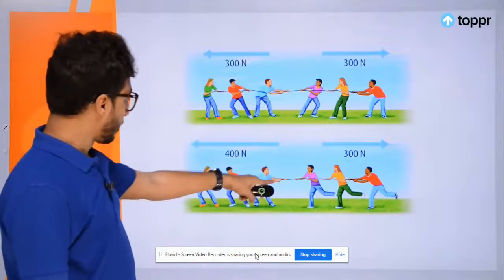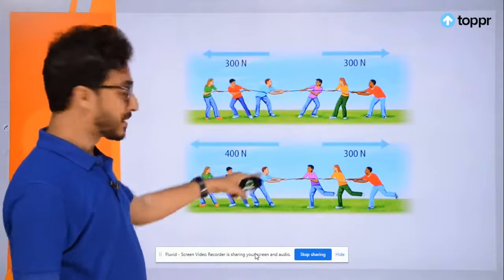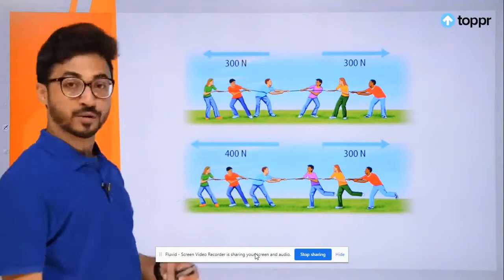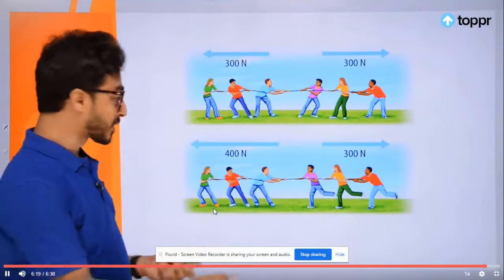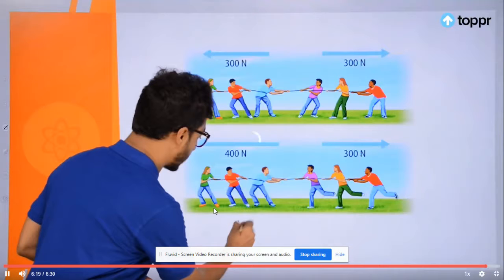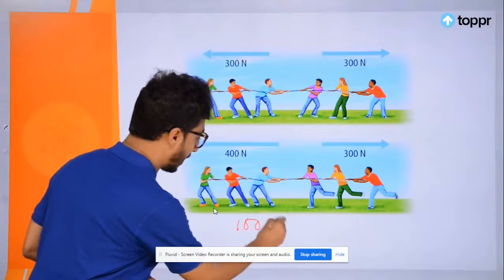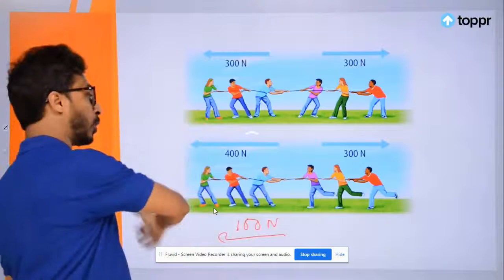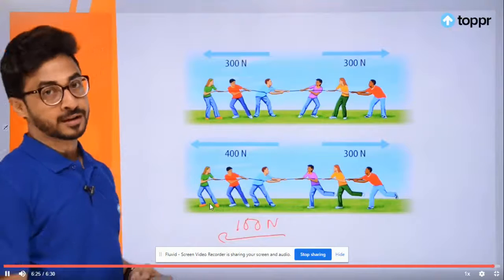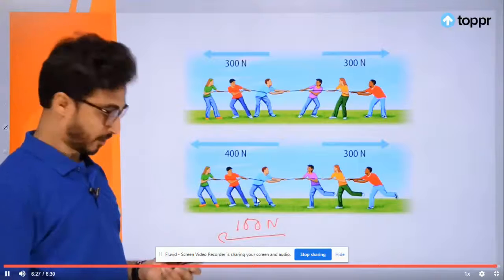But if this team started giving a force of 400 Newton and this is 300 Newton, the net force is 100 Newton in this direction. So the whole team falls in this direction.